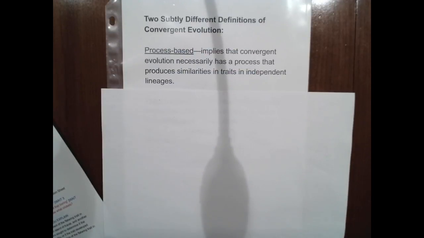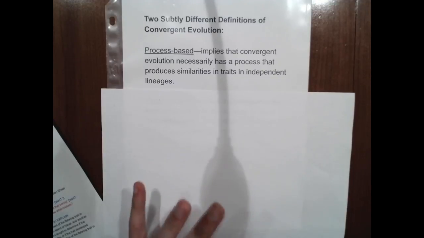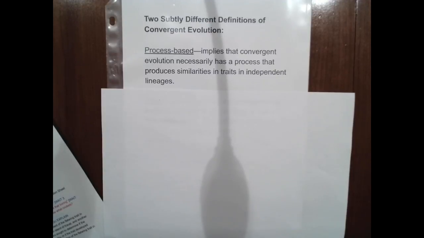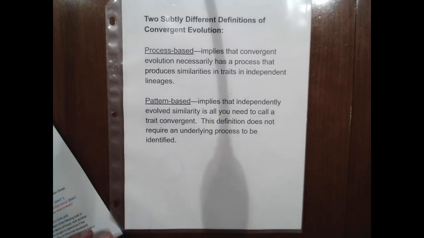Okay, we're almost done with this intro stuff, but before jumping into examples from modern research in convergent evolution, I just want to alert you to some subtle differences in assumptions that different researchers place on the definition of convergent evolution. So as you can see here, some researchers take a process-based definition of convergent evolution, which assumes that convergent evolution necessarily has a process that produces similarities in traits in independent lineages. Now, the other definition, right, so other researchers take a pattern-based definition of convergent evolution, which simply states that independently evolved similarity is all you really need to call a trait convergent. This definition does not require an underlying process to be identified.